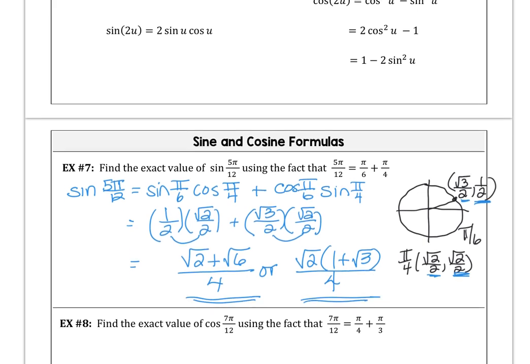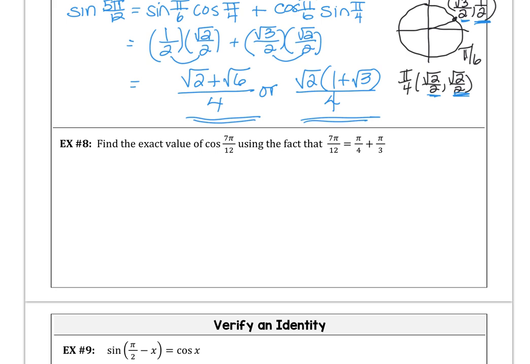Let's try one more. Find the exact value for cosine 7 pi over 12. It can be determined by adding 1/4 of a pi and 1/3 of a pi. So think back about the unit circle. We know those values for pi over 4. The values for pi over 3 up here are 1/2 and radical 3 over 2.